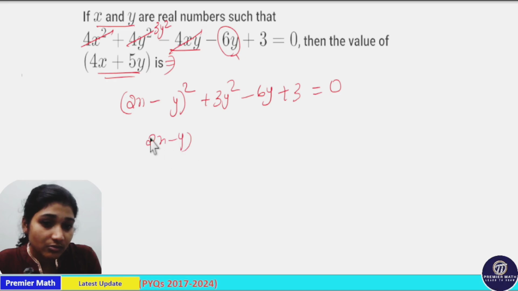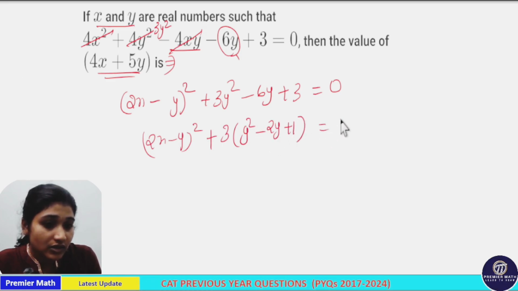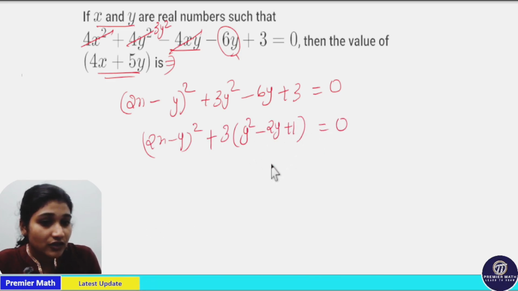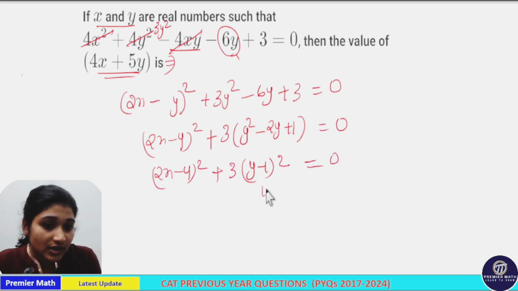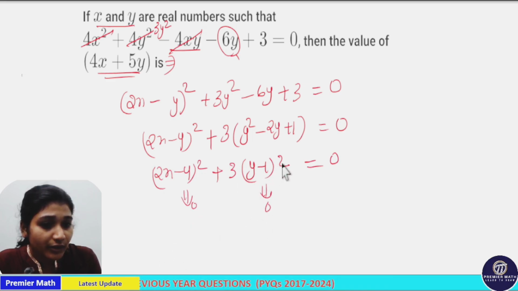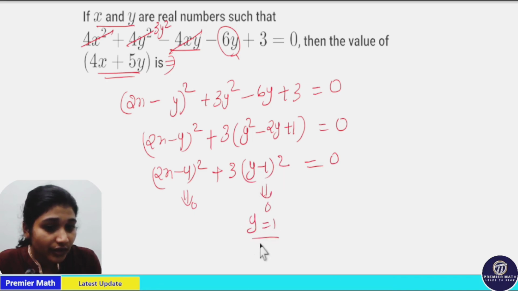So this will become 2x minus y the whole square plus, if you take 3 outside from this, this will become 3 into y square minus 2y plus 1, which is equal to 0. So y square minus 2y plus 1 equal to 0 means y minus 1 the whole square. So 3 into y minus 1 the whole square plus 2x minus y the whole square is equal to 0, means each of these terms is 0. So 3 into y minus 1 the whole square is equal to 0 means y minus 1 is 0, then y is equal to 1.